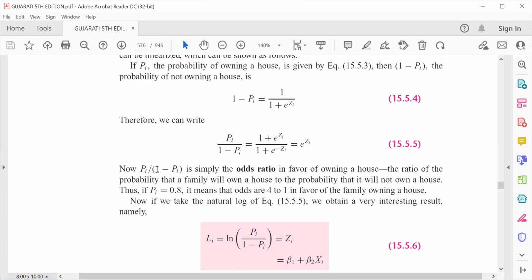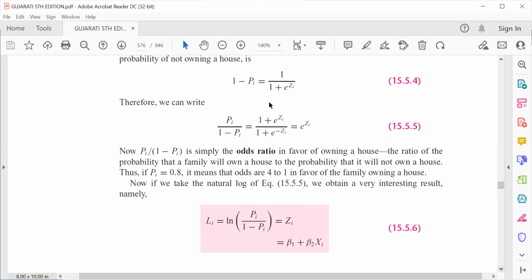Now Pi over 1 minus Pi is the odds ratio in favor of owning a house, the ratio of the probability that a family will own a house to the probability it will not own a house. Thus, if the value of the probability is 0.8, that means the odds are 4 to 1 in favor of the family owning a house. Here we take the natural log of this equation. We have this one. Now Z is linear.